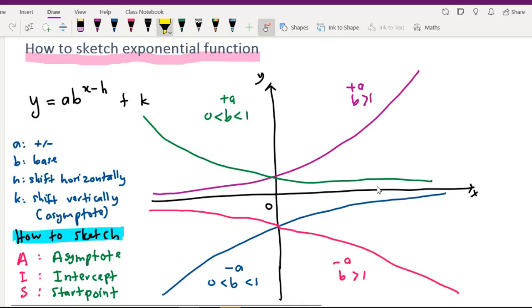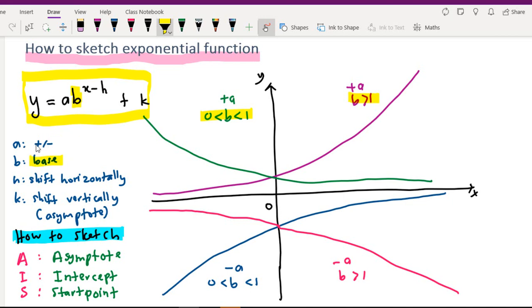Hi, now I'm going to teach you how to sketch an exponential function. This is the general form for an exponential function. This is B. B lies between 0 and 1, or B is more than 1. That is the base. B is the base, to show this is exponential.